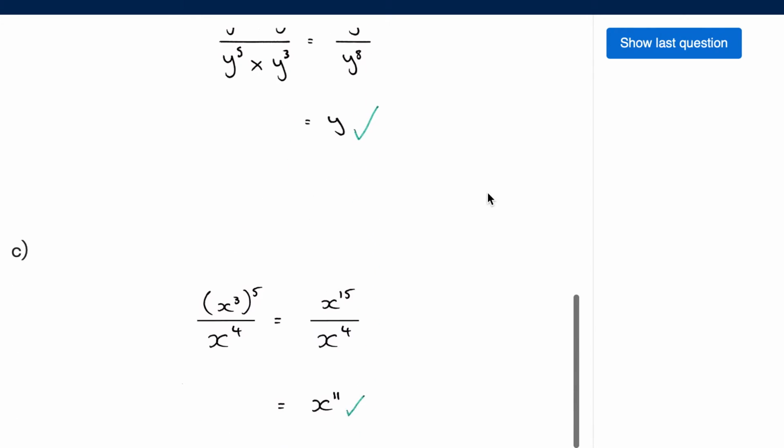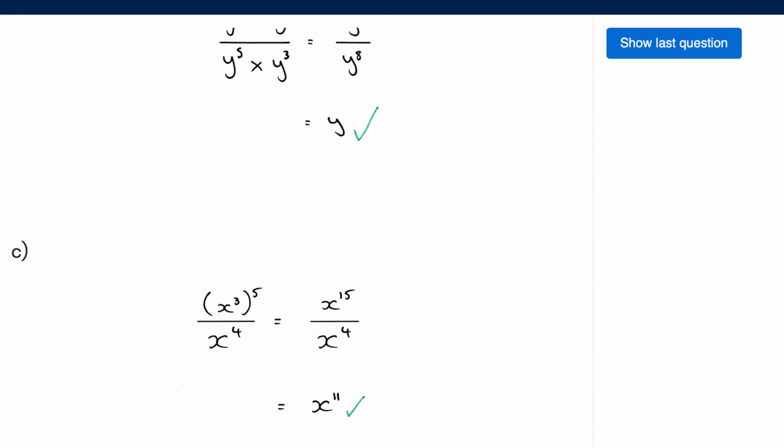Alright, part C is slightly different. Here we need to use the powers of powers law first. x to the power of 3 to the power of 5 is equal to x to the power of 15, because we multiply when there are powers of powers, and 3 times 5 is equal to 15. Now, x to the power of 15 over x to the power of 4 is equal to x to the power of 11, simply using the division law, because 15 minus 4 is equal to 11.